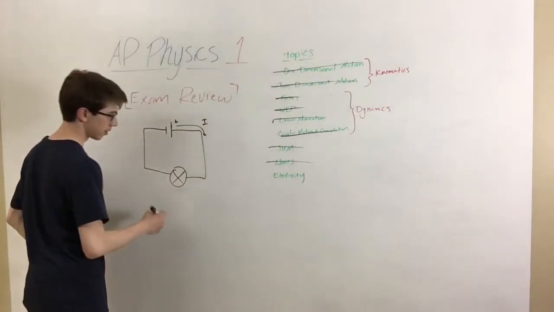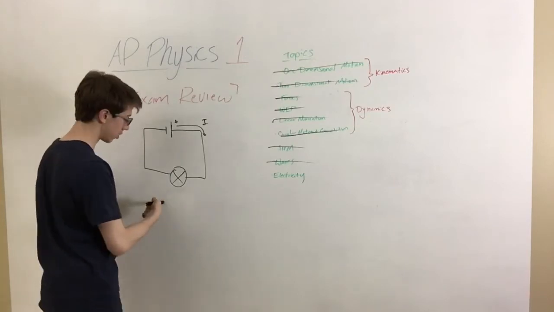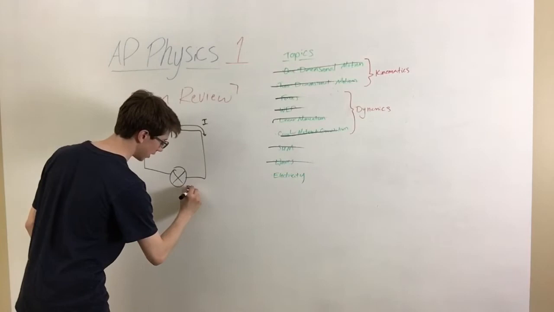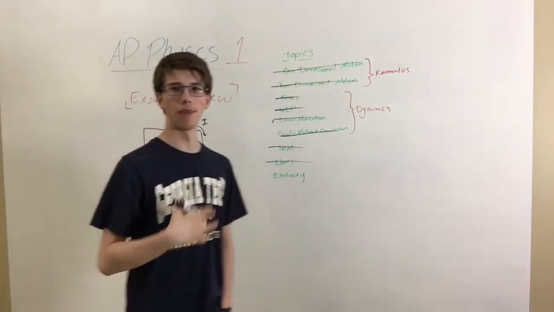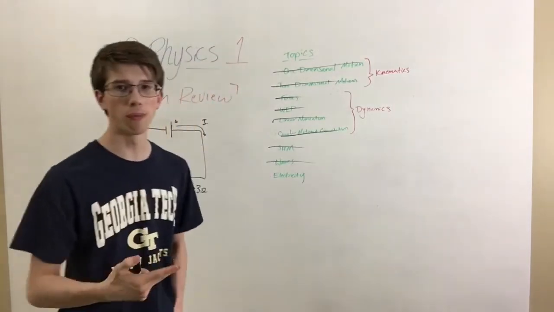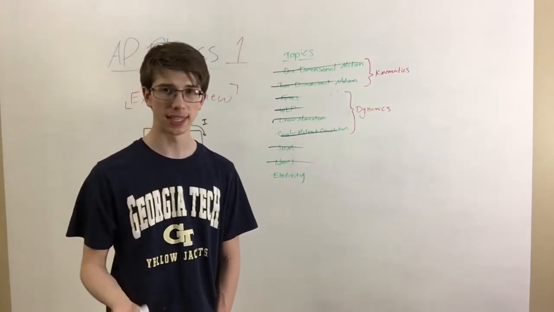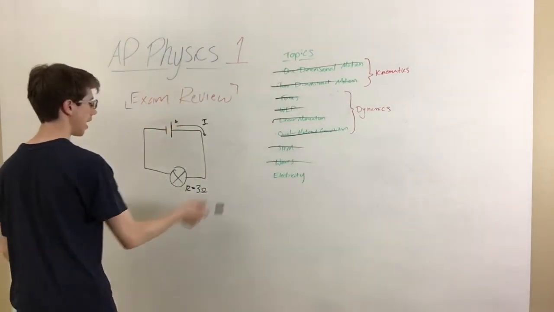Now, this is a light bulb. Okay, say this has a certain resistance to the flow of charge. We'll say that resistance is 3 ohms. Now, ohm is a measure of resistance, and Ohm is the name of the person who discovered resistance and resistivity.